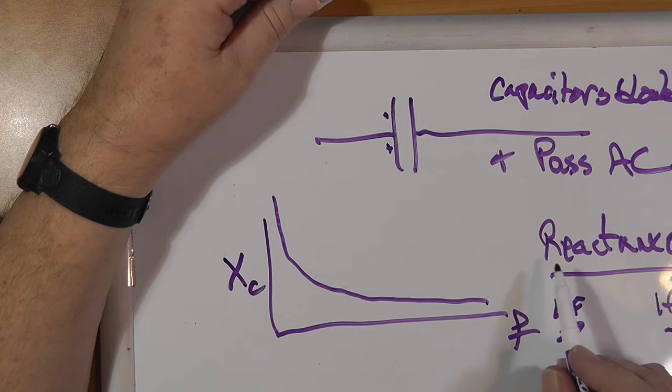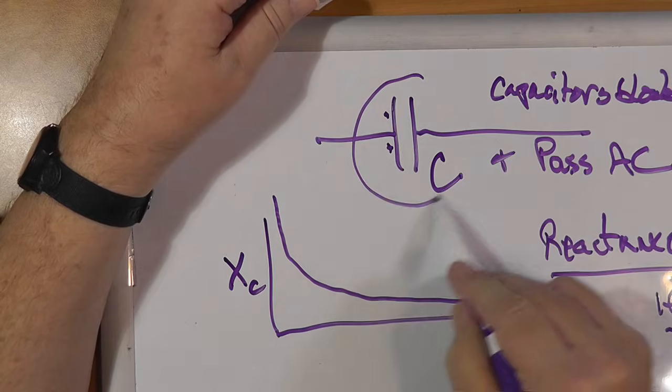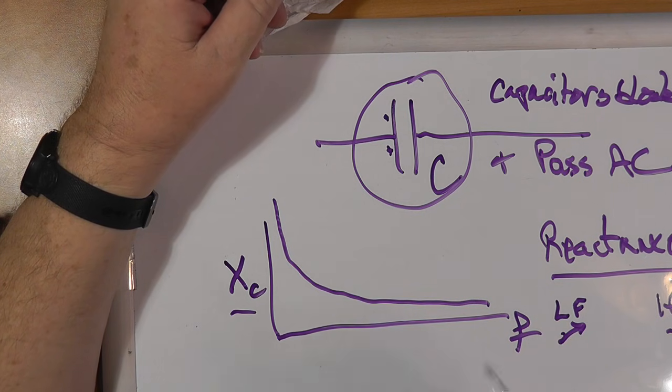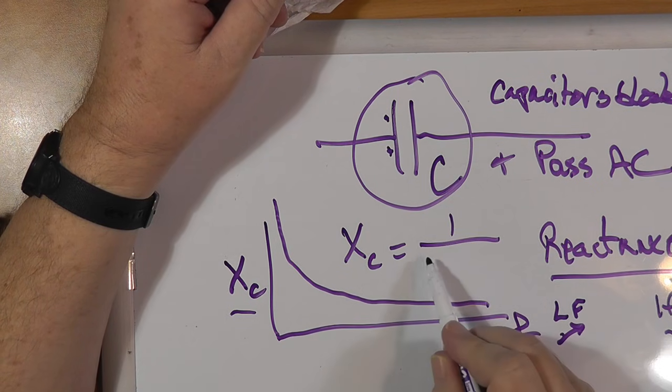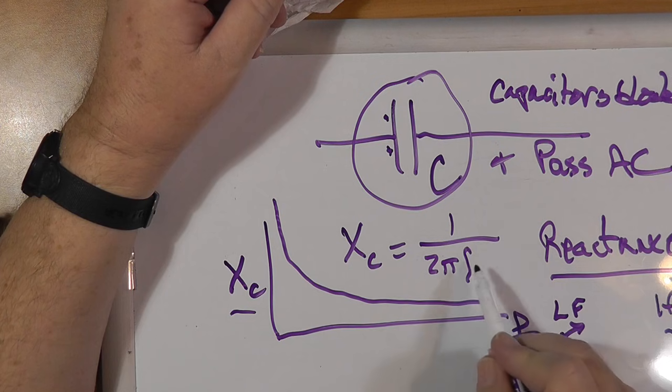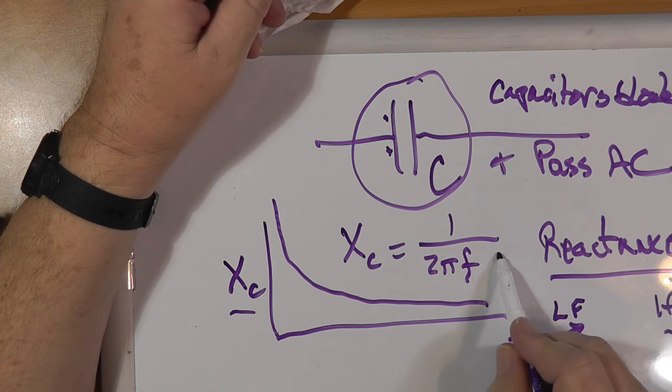Okay? So, the capacitance of this is an intrinsic value of the way it was constructed. It depends on the area of the plates, the distance between the plates, and the dielectric that is in between the plates. Those three factors alone determine the capacity of the capacitor, which is constant. Now, the reactance changes with frequency. The reactance, X sub C, is equal to 1 over 2 pi times F, the frequency, times C, the capacitance.